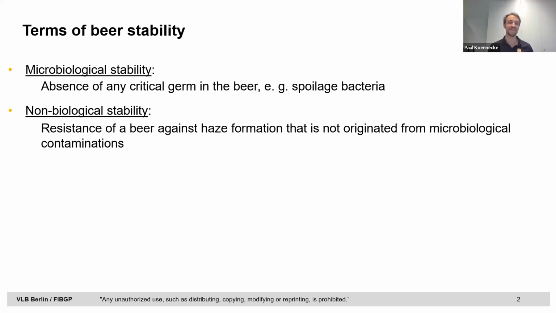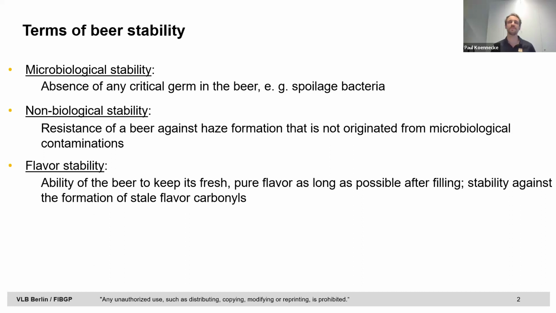We have our flavor stability, which sometimes interferes if we want to achieve microbiological stability, especially when we are looking at the pasteurization process. The more intensely we pasteurize, the harder it sometimes is to achieve flavor stability. With flavor stability, we want to keep the beer as fresh and as pure in flavor as possible. Of course, the quality of our flavor stability will be reduced from the point we come from our lager tank, and we want to ensure that this happens as slowly as possible. So especially the formation of stale flavor carbonyls has to be reduced to the absolute minimum.